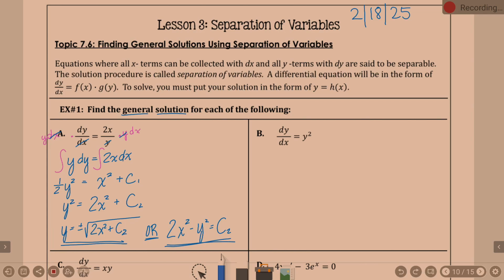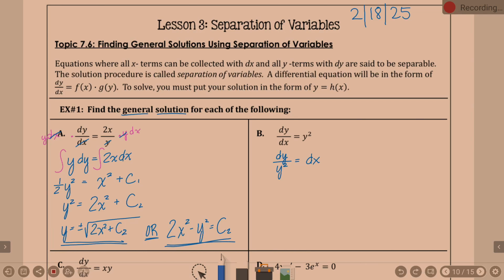Okay. So what about B? What's this going to look like if we're going to separate our x's and y's? Except I don't want my dy to be in the denominator. Multiply by dx, divide by. Does that make sense, guys? That we're going to multiply the dx to the right. To get the y squared to the left, we're going to divide by y squared. So dy divided by y squared equals dx. Are you guys okay with that?